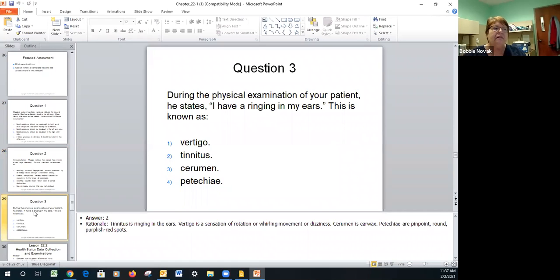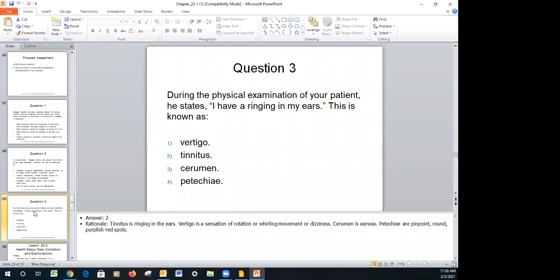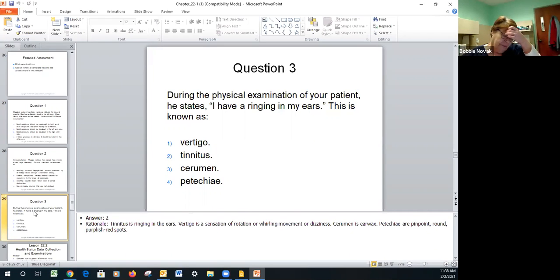Question number 3, the patient says they have ringing in their ears. Who knows what that's called? Tinnitus, yes, very good. So guys, on page 379, there's vocabulary specific to a physical assessment. These are words that you need to put in your nursing vocabulary. So put them on flashcards, memorize them.